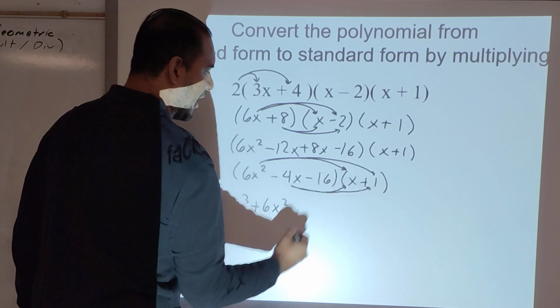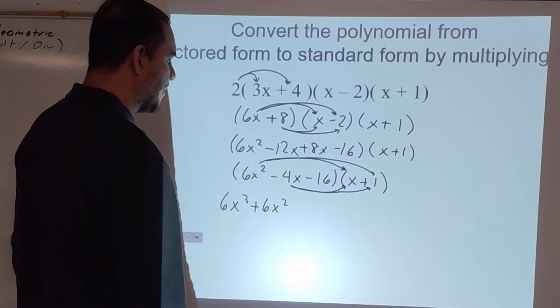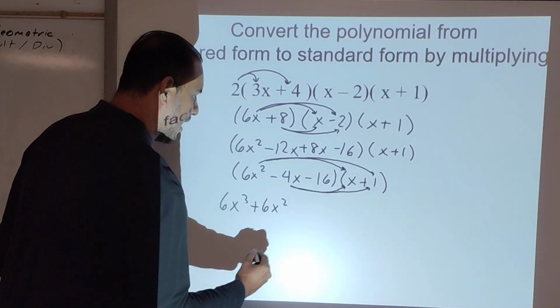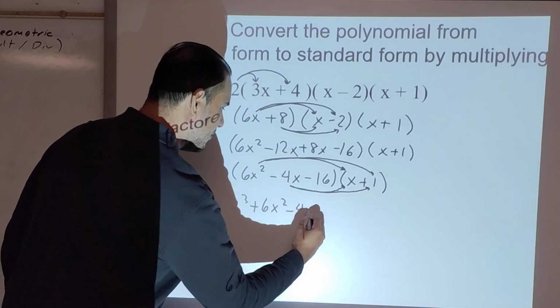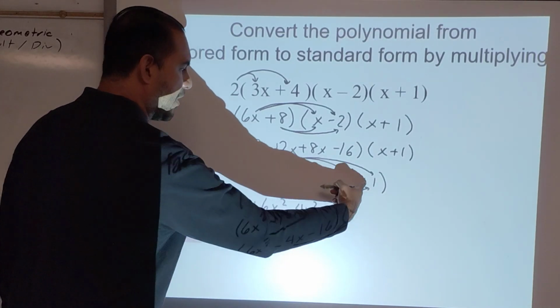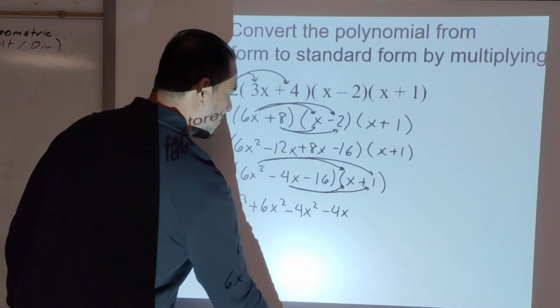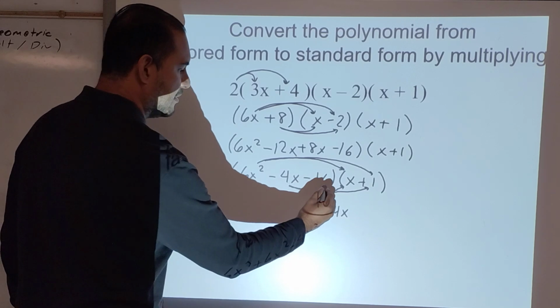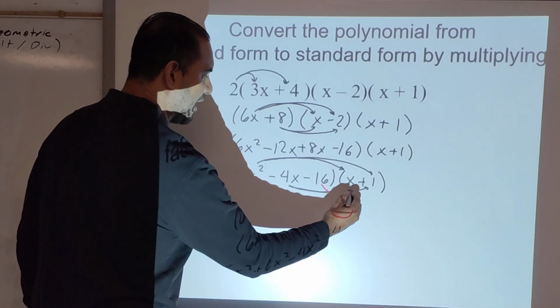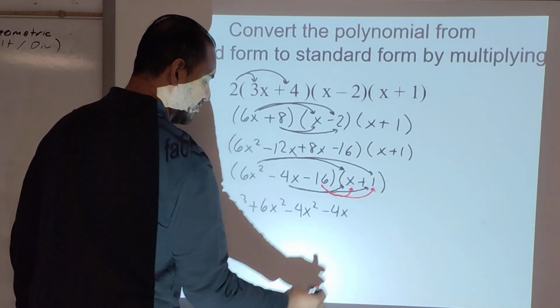Now we're going to multiply the negative 4 to those two terms over there. Negative 4x multiplied to the x and the positive 1. Negative 4x times x is negative 4x squared. And then negative 4x times 1 is negative 4x. Finally, we're going to now multiply the negative 16 to the x and the negative 16 to the 1.